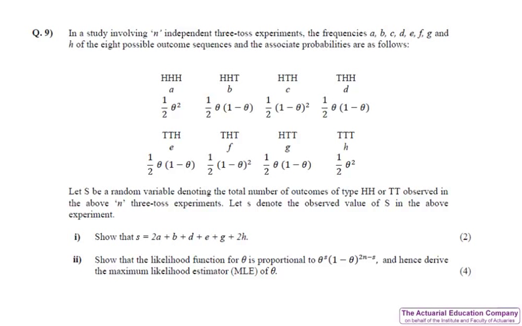In Part 1, we have to show that S, which is the total number of head-head or tail-tail results, is equal to the following. This may have caused a problem unless you realise that 3 heads actually has 2 head-head options, and 3 tails has 2 tail-tail options. And so that gives us the 2A and 2H.